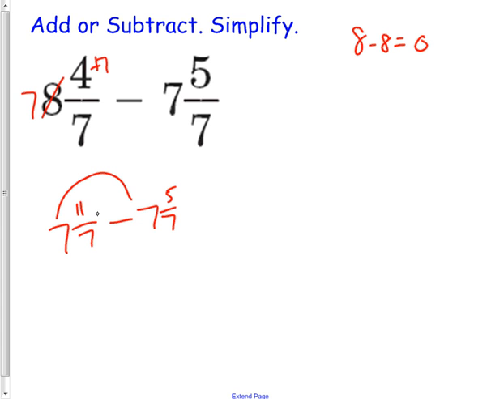I don't need to write 0, but then 11 minus 5, I can write 11 minus 5 all over 7. So I'm doing my numerators. And then that is going to leave me with 6 sevenths.